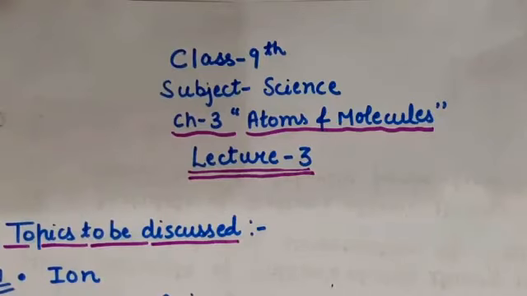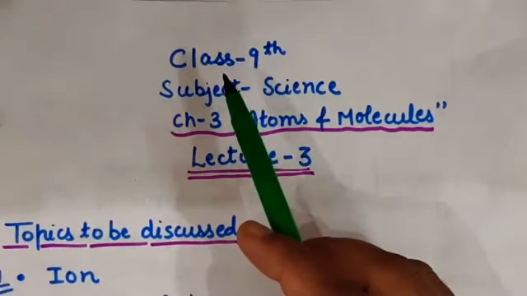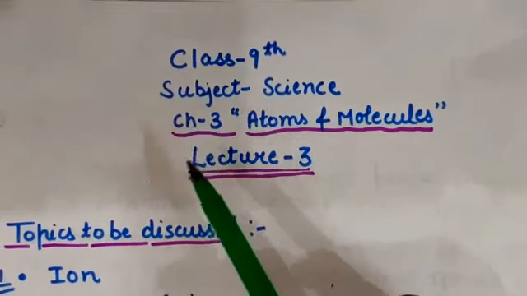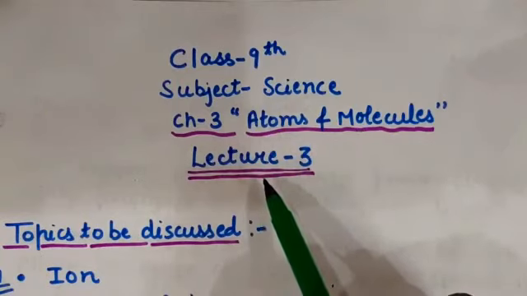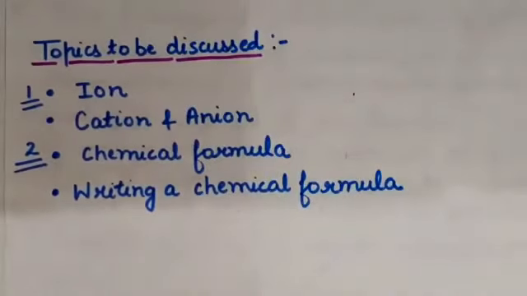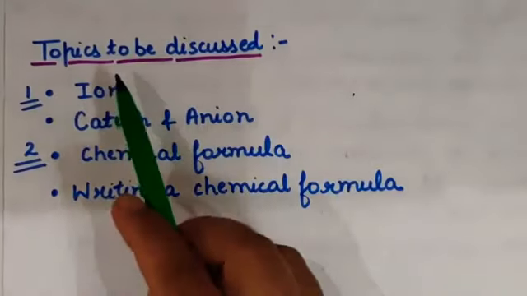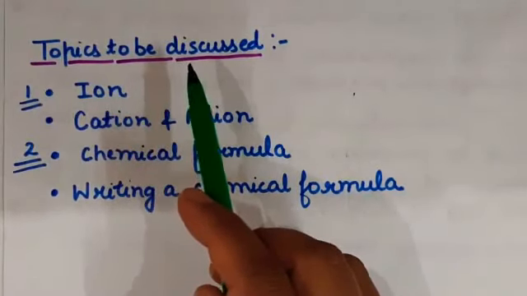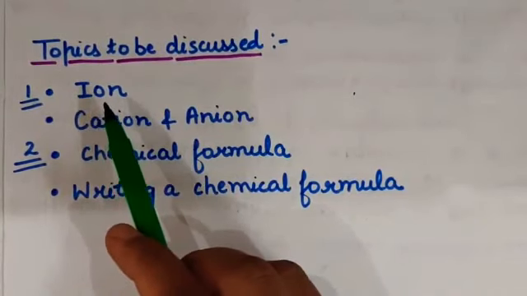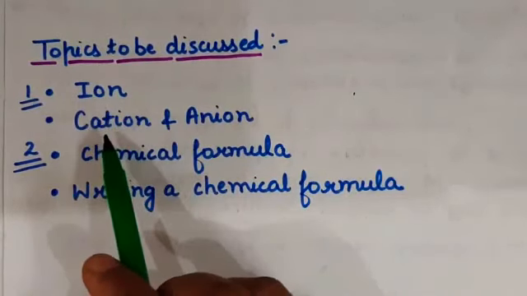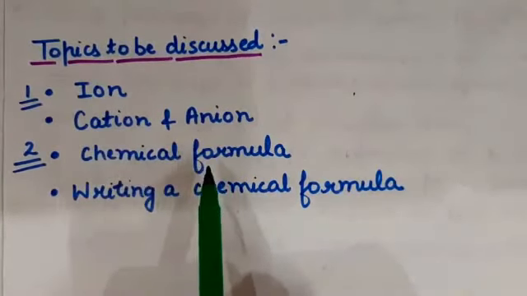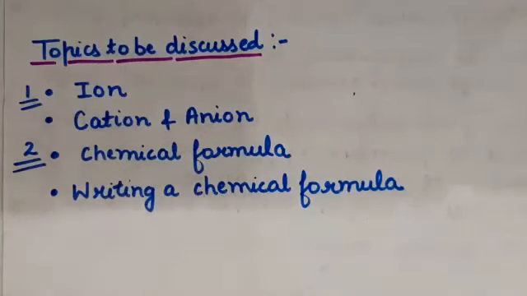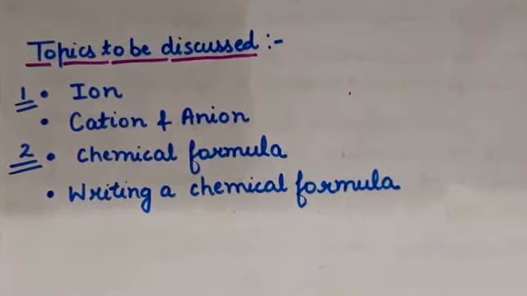So this video is for the students of class 9th, subject science, chapter number 3, that is atoms and molecules. It's your lecture number 3. So today, topics to be discussed in today's lecture are: what do you understand by ion? What do you mean by cation and anion? What is chemical formula? And how to write a chemical formula? Okay, so these are the several topics which we would be covering in today's lecture.